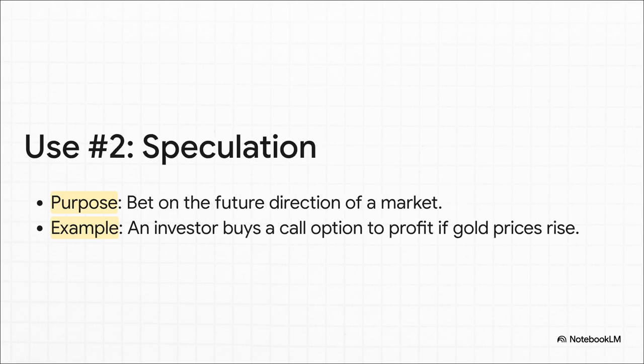Then you have speculation, which is the complete opposite. This is all about playing offense. A speculator is using derivatives to make a big bet on which way a price is going to go. They're hoping to score a massive profit. And because of how these contracts work, the potential gains can be huge. But, and this is a big but, so can the losses.